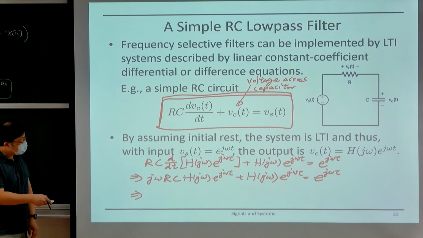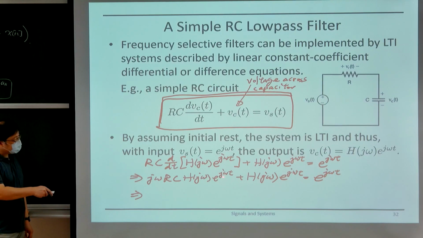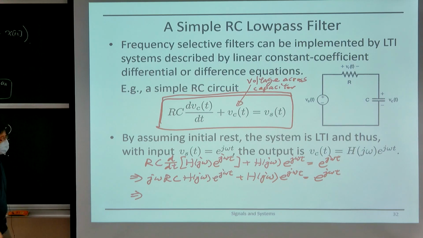Now we can cancel out the common terms, e to the j omega t, and then move the terms around. You can find H of j omega equal to 1 over j omega RC plus 1.